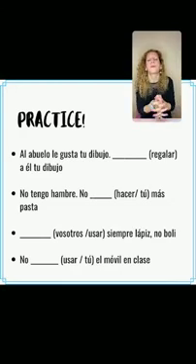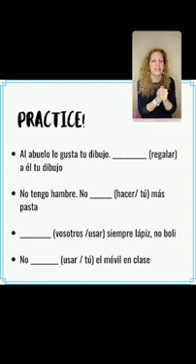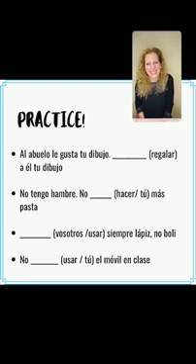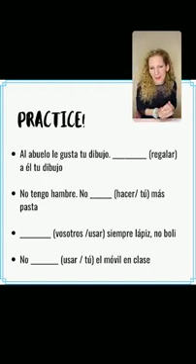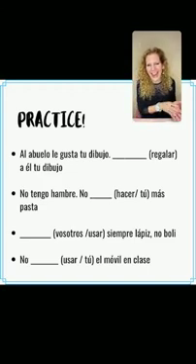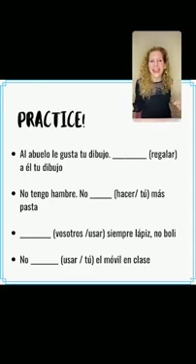Al abuelo le gusta tu dibujo. Grandpa loves your drawing. Muy bien, estamos listos. We have to be ready. Estamos listos. Muy bien. Oh, don't worry about vosotros, Mary. Okay, so let's start. I love reading your comments and I get distracted.